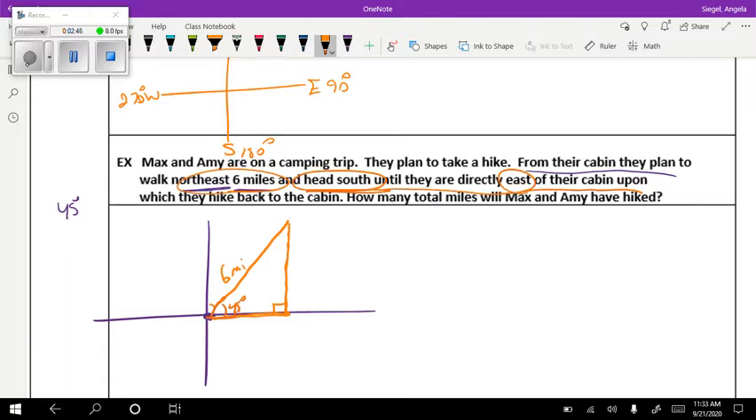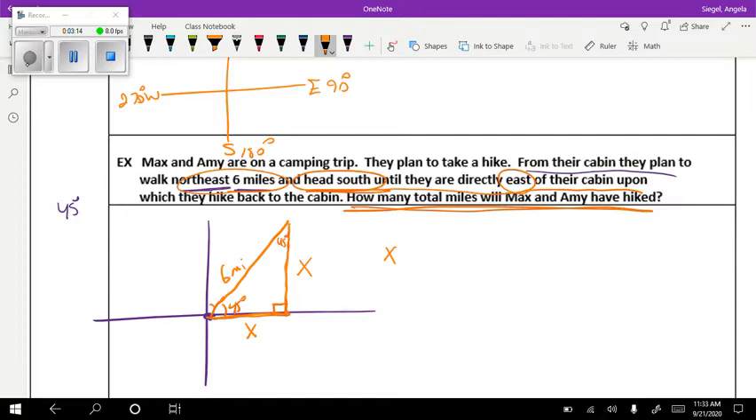Think about what we know about a 45-45-90 triangle. If we don't know what that distance is, I'm going to call that x. If this is x, this is also x because this is also 45 degrees. That'll be helpful to know as well. I need to find how many total miles, so I'm finding the perimeter of that triangle, but let's first figure out what x is.